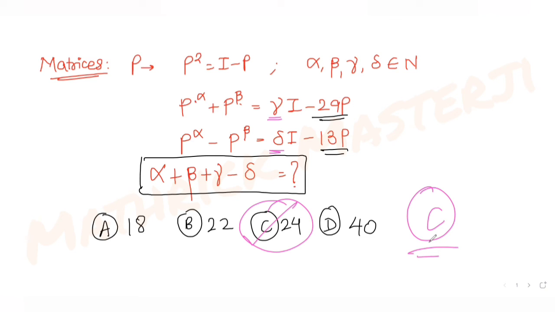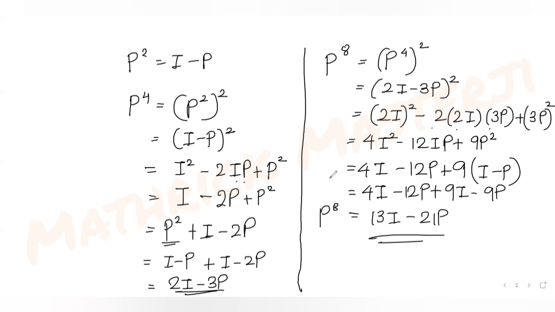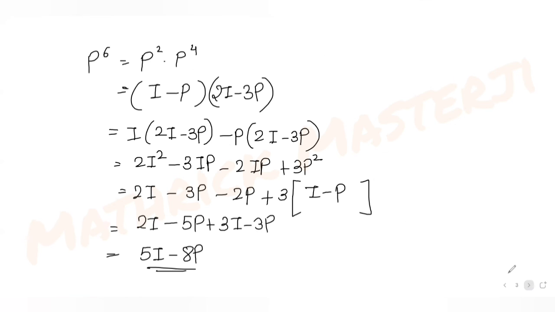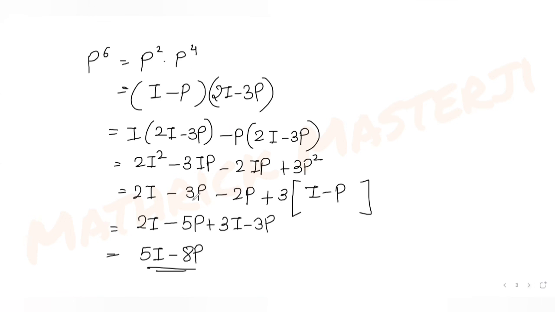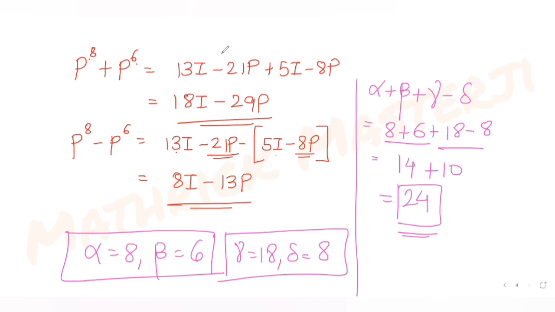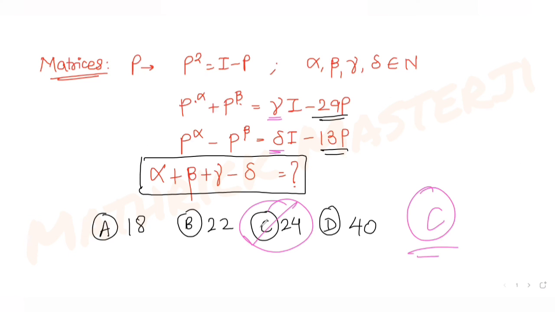I hope you have understood how to solve this type of questions. First we figured out as many powers of P as possible for all the even powers. So we got 2, 4, 8 and 6, and then while combining 8 and 6, I got the required numbers for the expressions of P, which were minus 29 and minus 13. That I compared with the other expressions given. I got alpha, beta, gamma, and delta. Then I figured out the answer for the expression which was asked, and that matches with option C. So C becomes the correct answer.